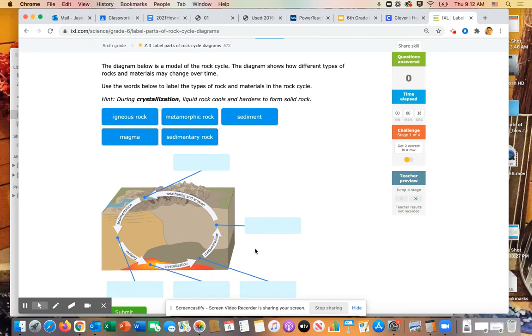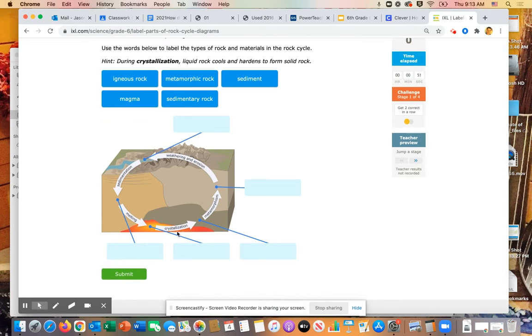Mr. Scoria's added hint, whenever liquid rock cools, that is igneous. Okay? So, let's find liquid rock cools and use that as our start. Crystallization. Okay, to this spot. So, igneous. I like to start with the clue. Then I see metamorphism, which is heat and pressure, metamorphic rock.